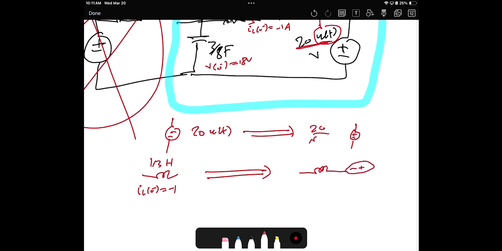So this is SL. This is according to the table. It is L times IL of 0 negative. Okay. Now let's substitute the values. SL, L is 1/3, so it will be S over 3. Then L times IL of 0, which means 1/3 times IL of 0 negative, which is negative 1. So it will be negative 1 over 3.